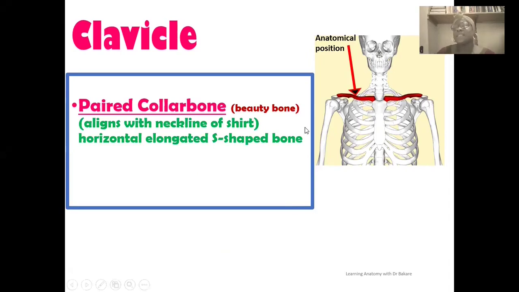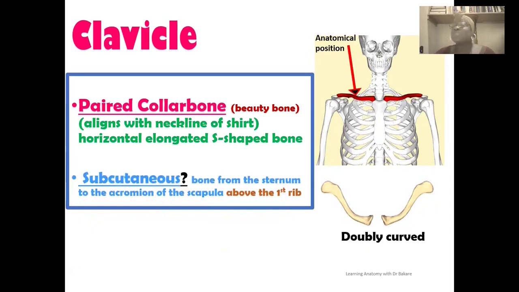If you look at this image by the side in anatomical position, this is the alignment of the clavicle. It is seen to be placed horizontally around the upper region of the trunk. If you look at this image by the lower side, you see that it takes an X-shaped configuration that is doubly curved. The clavicle is a subcutaneous bone, and this is why it is palpable around the neckline region. It is structurally seen to connect the sternum with the scapula.